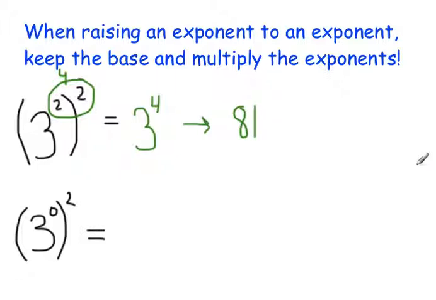Let's try the second example. 3 raised to the 0 power raised to the 2nd power. 0 times 2 is 0. So in exponential form, 3 to the 0 power is our solution. However, if we wanted to express 3 to the 0 power in standard form, we do not know how to do that at this point. So let's review how to raise a base to an exponent of 0 and come back to this problem.